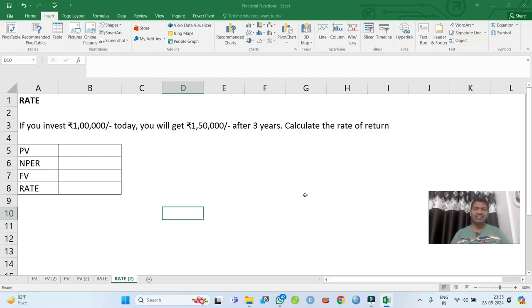Today we are going to see a very basic financial function. My friend asked me: if I invest 1 lakh today, I'll get 1.5 lakhs after 3 years, so what is the rate of return? This is a very basic question, and we can do it with different calculations, but in Excel it's very simple.